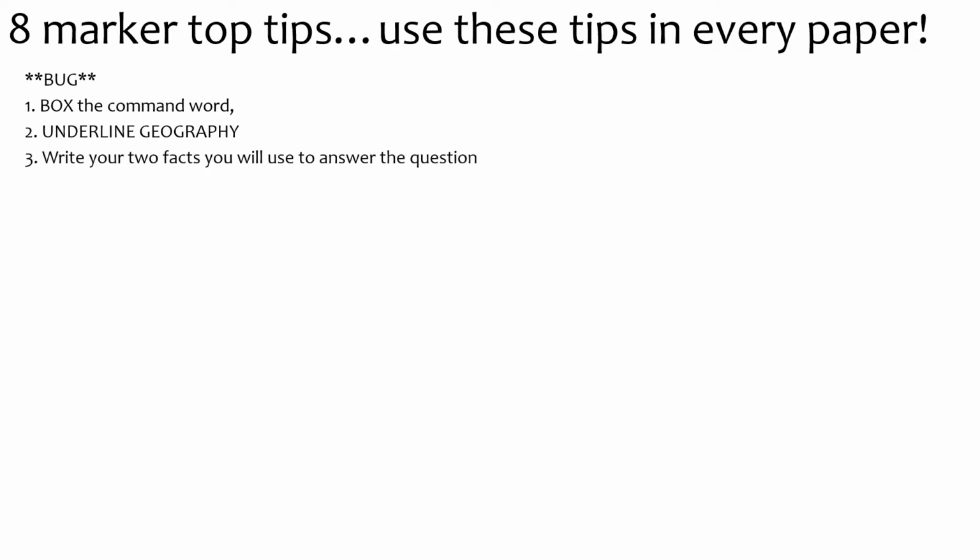Write your 2 facts that you're going to use, your 2 bits of knowledge. Write them down next to the question before you even think about answering it. So if it says 2 impacts, evaluate the impacts in Haiti, write down your 2 impacts. Write them at the top, the specific numbers, whatever it is that you're going to write down. 8 hospitals collapsed, etc. Decide which of the 2 is the most significant.